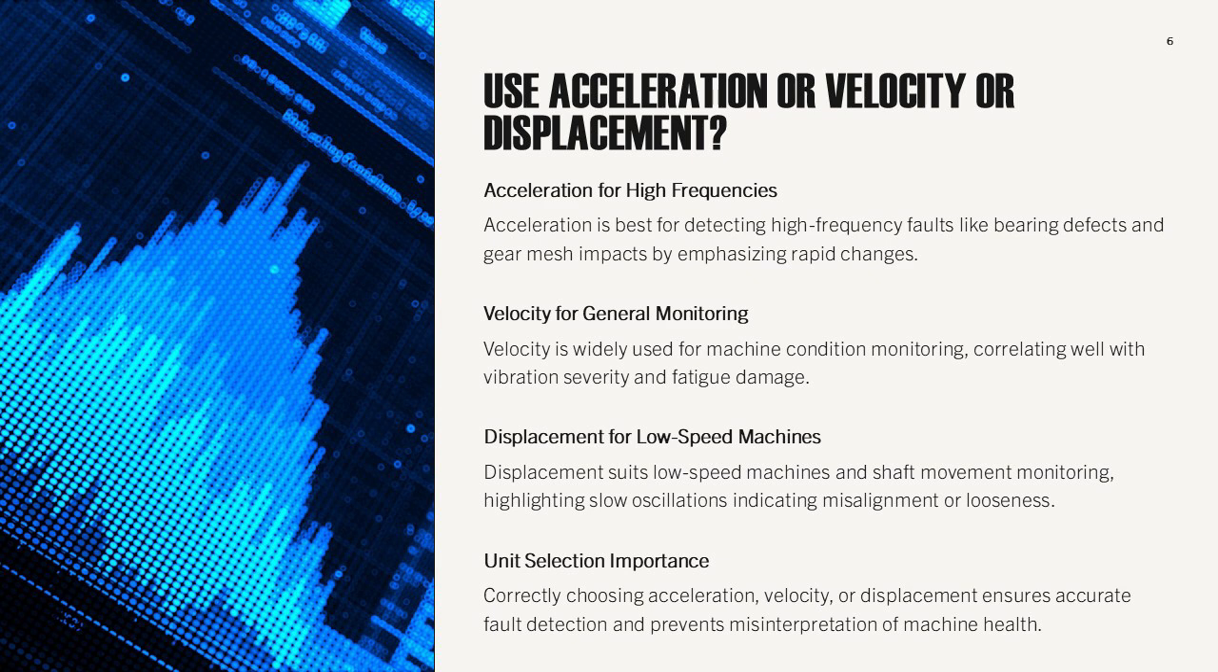Displacement is preferred for low-speed machines or when monitoring shaft movement, as it highlights large, slow oscillations that could indicate misalignment or structural looseness. Analysts must understand that integrating acceleration to velocity or displacement can filter out critical high-frequency information, while using raw acceleration may obscure low-frequency trends. Therefore, selecting the correct unit ensures accurate fault detection and prevents misinterpretation of machine health.